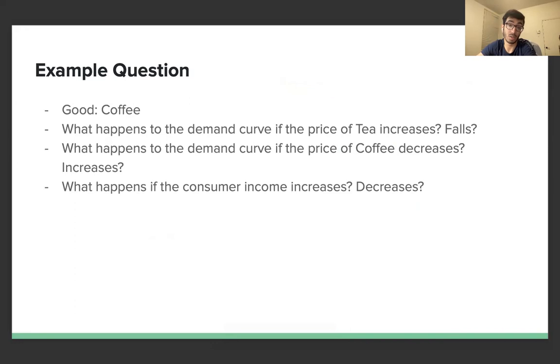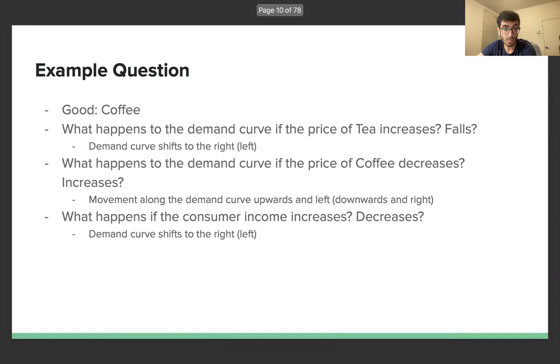What happens to the demand curve if the price of tea increases, which is a substitute? And what happens when the price of tea falls? Then what happens to the demand curve if the price of the coffee itself decreases or increases? And then what happens if the consumer income increases or decreases?